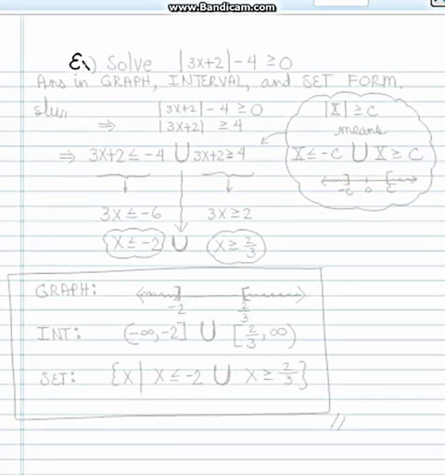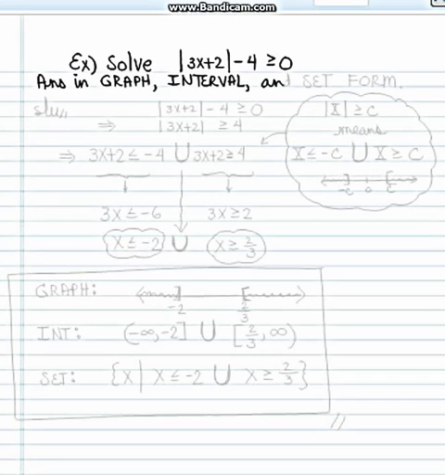So the example is solve this absolute value inequality. The absolute value of 3x plus 2, minus 4, is greater than or equal to 0. And we want to answer in graph, interval, and set notation, set form.